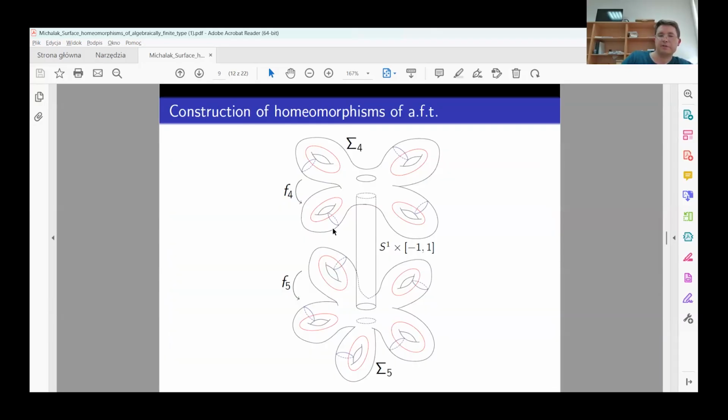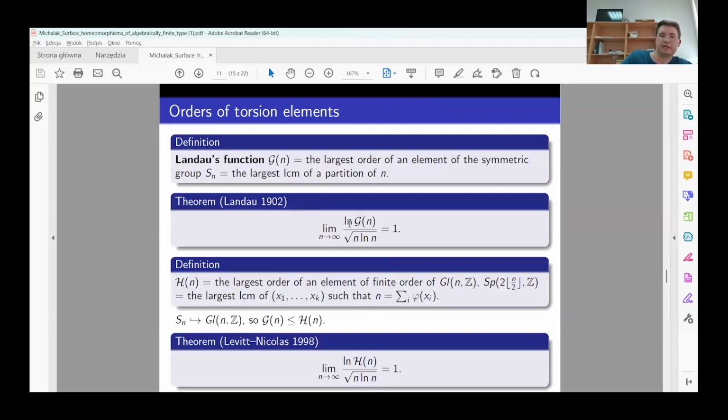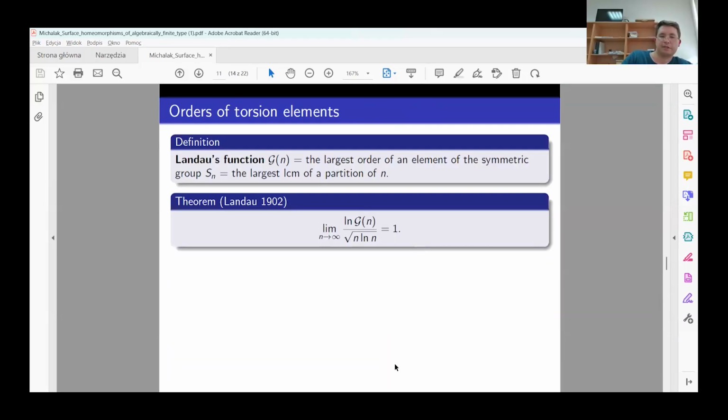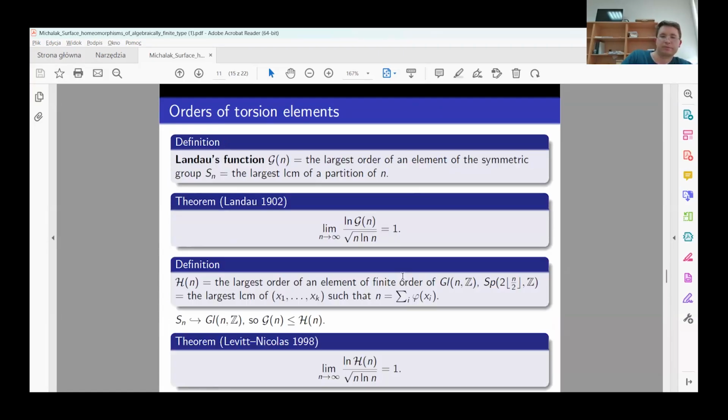We can provide a construction of a mapping class on a surface, which is of algebraically finite type, and whose symplectic representation has exactly the order equal to the Landau function. So this is this order, and in fact, this is the best we can do.